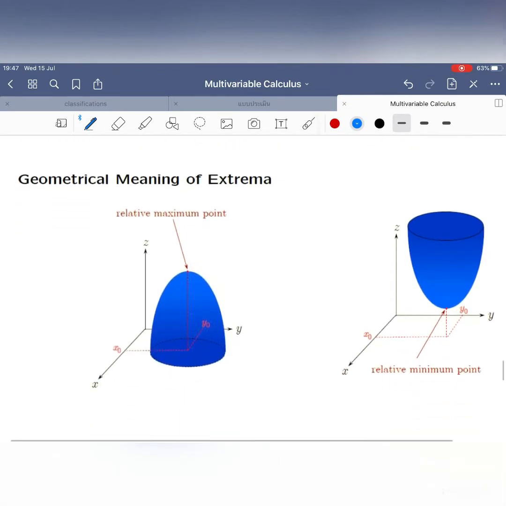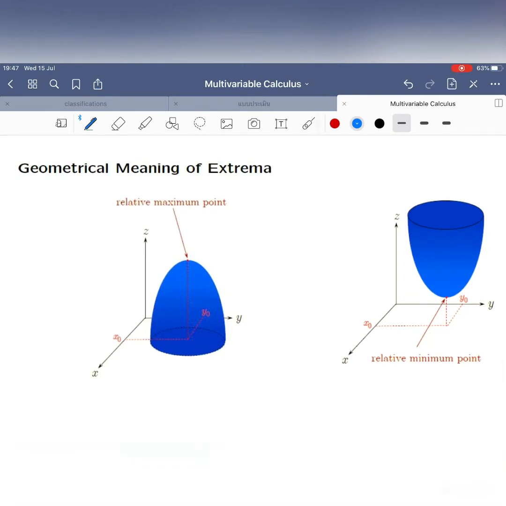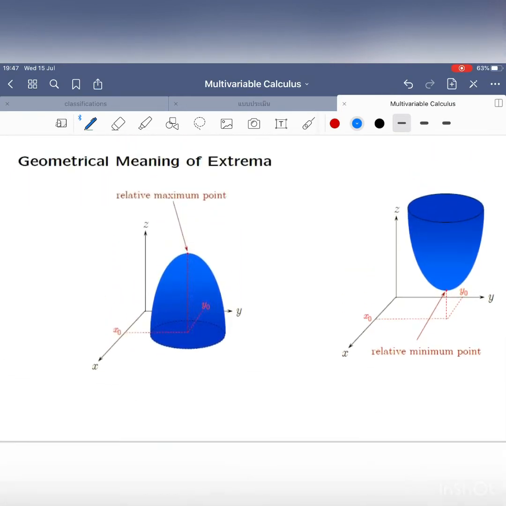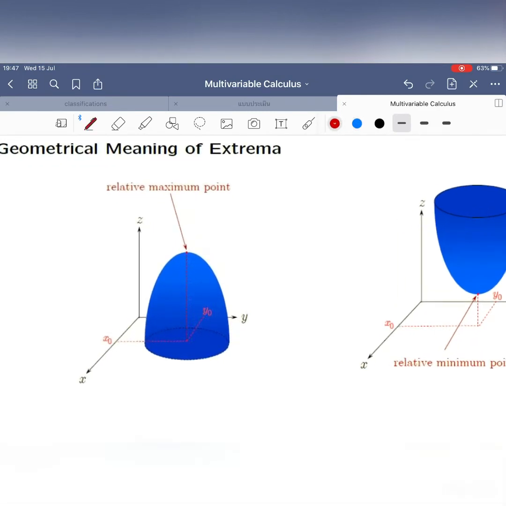As we have in my handwritten figure, this one is like what we just told you. If you look at it carefully, let's see this one, the relative maximum.